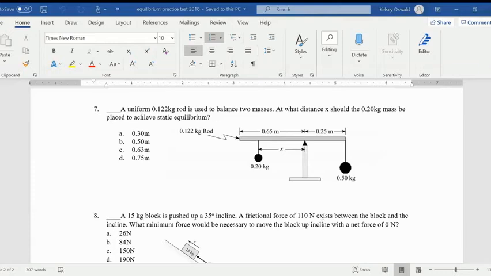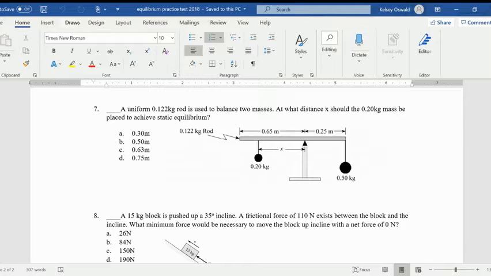We are going to go over the three response questions to the Chapter 4 practice test. Looking at number 7, we have a uniform 0.122 kilogram rod that is used to balance two masses. We want to see at what distance x the 0.2 kilogram mass should be placed to achieve static equilibrium.